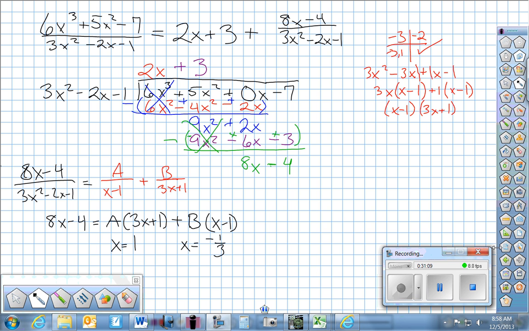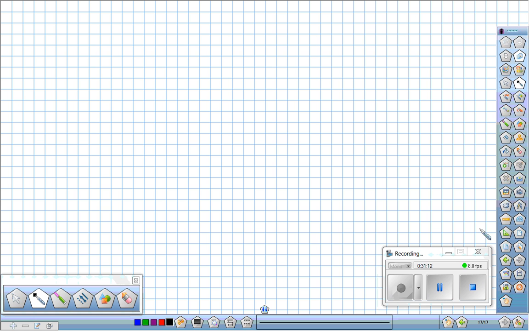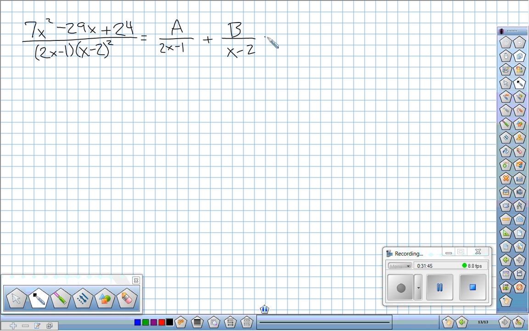There is one other way that we can use to decompose things. So we're going to go back to the old one that we already did. So we had 7x squared minus 29x plus 24. We've already figured out what our factors are. So this is one that we've already done. If you didn't already have your factors, you would have to go through and do those, but they gave our factors here. So I had a over 2x minus 1 plus b over x minus 2 plus c over x minus 2 squared.